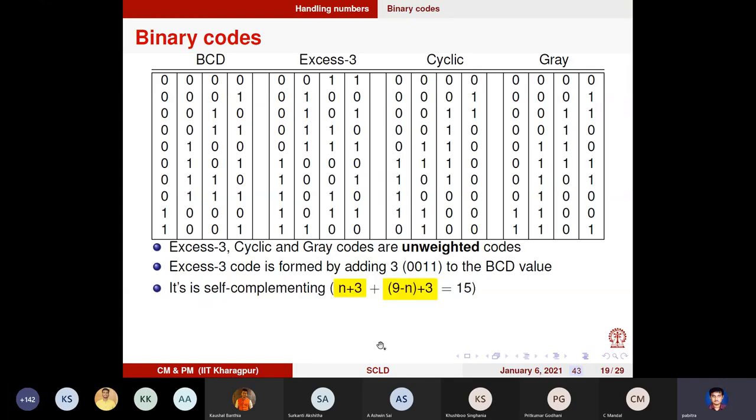It is self-complementing in the sense that, if you take a number n and you take its complement, which is 9 minus n, because it's a single digit, the complement will be 9 minus n. And if you take the XS3, if you add 3 to both, you see they add up to the highest digit, 15. So that means if you take a code of n, and the code of the complement of n, they add up to the highest digit. They are mutually complementary. So these are called self-complementing codes.